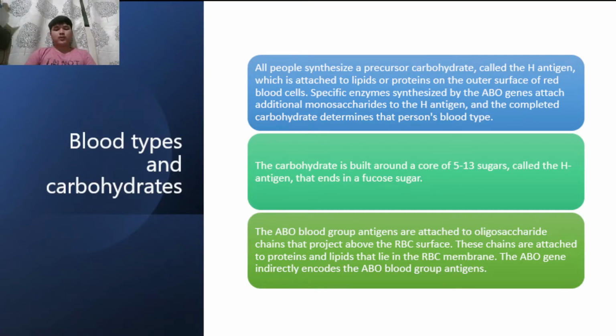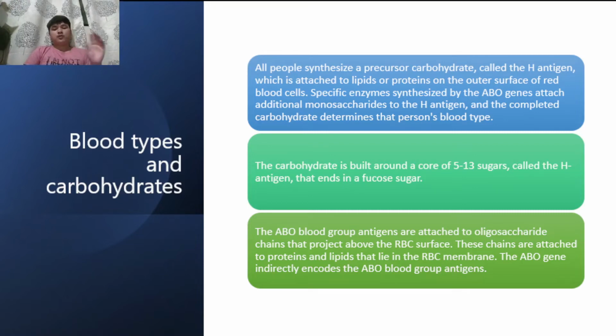All people synthesize a precursor carbohydrate called the H antigen, which is attached to lipids or proteins on the surface of red blood cells. Specific enzymes synthesized by the ABO genes attach additional monosaccharides to the H antigen, and the complete carbohydrates determine the person's blood type.